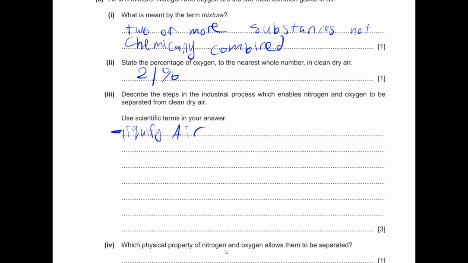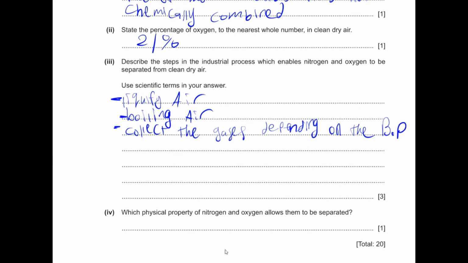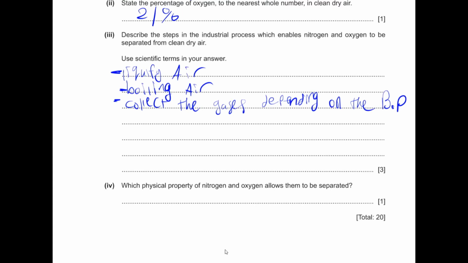And the second thing we can do is boiling air, and then we should collect the gases depending on the boiling point. Which physical property of nitrogen and oxygen allows them to be separated? That's the boiling point.